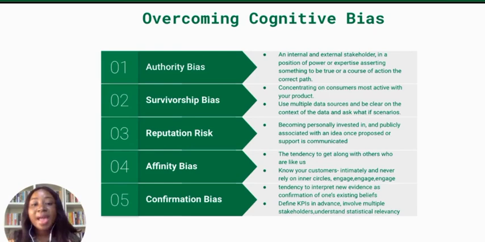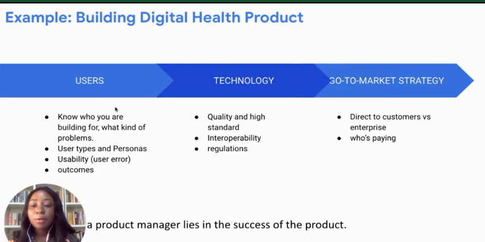Now, the other type of bias that we have is the survivorship bias, which is just about concentrating on customers most active with our product and leaving out those that are not active, right? Another one is the reputation risk, another one is the affinity bias, and finally the confirmation bias. So those are the different types of biases that we tend to have as product managers in the space.